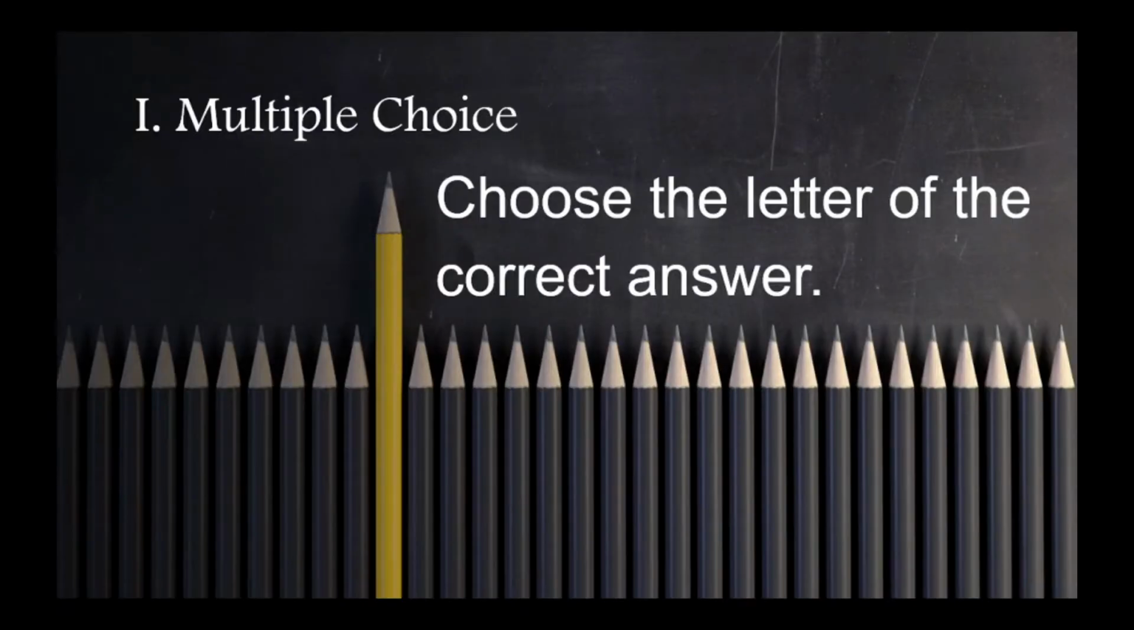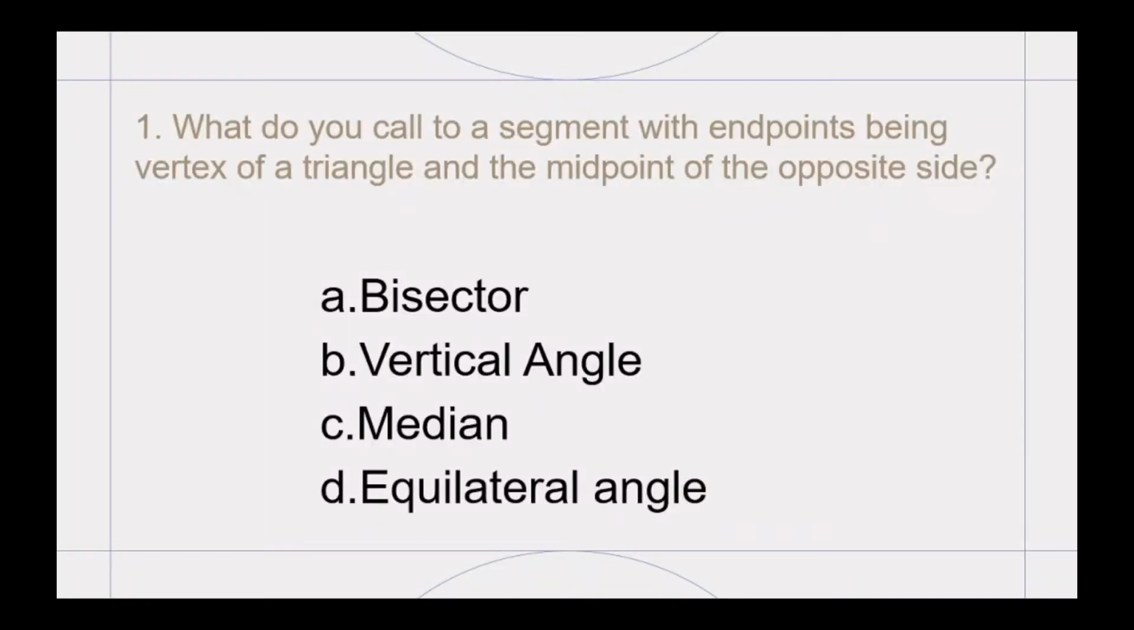Okay, let's go! For test 1, this is a multiple choice. You're just going to choose the letter of the correct answer. Write the letter on your paper. Question number 1. What do you call a segment with endpoints being the vertex of a triangle and the midpoint of the opposite side? Letter A, bisector. Letter B, vertical angle. Letter C, median. Or letter D, equilateral angle.